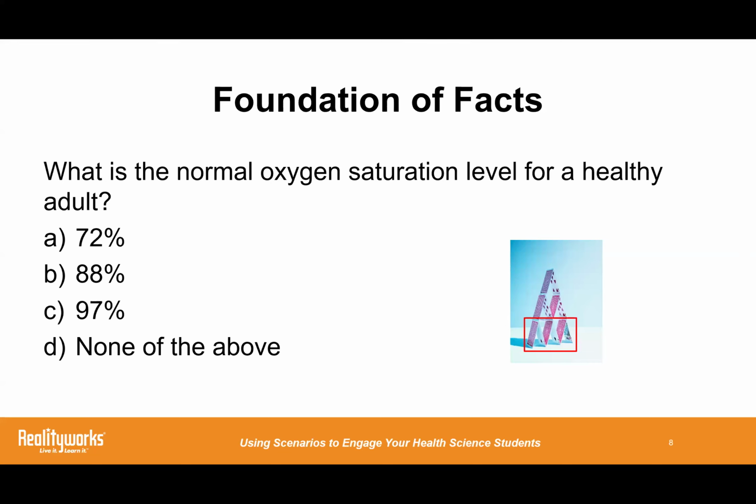A test question might be, what is the normal oxygen saturation level for a healthy adult? A, 72%, B, 88%, C, 97%, or D, none of the above? This type of question is simple fact regurgitation, but it is necessary to establish baseline understanding for our students. We structure our classroom at this level to be able to answer these fact-based types of questions. This is not the right time for incorporation of scenario-based learning.